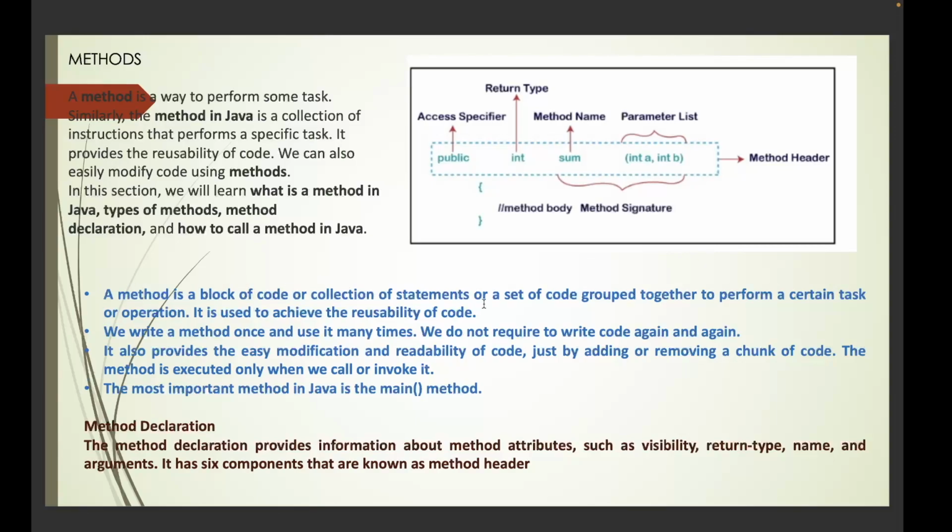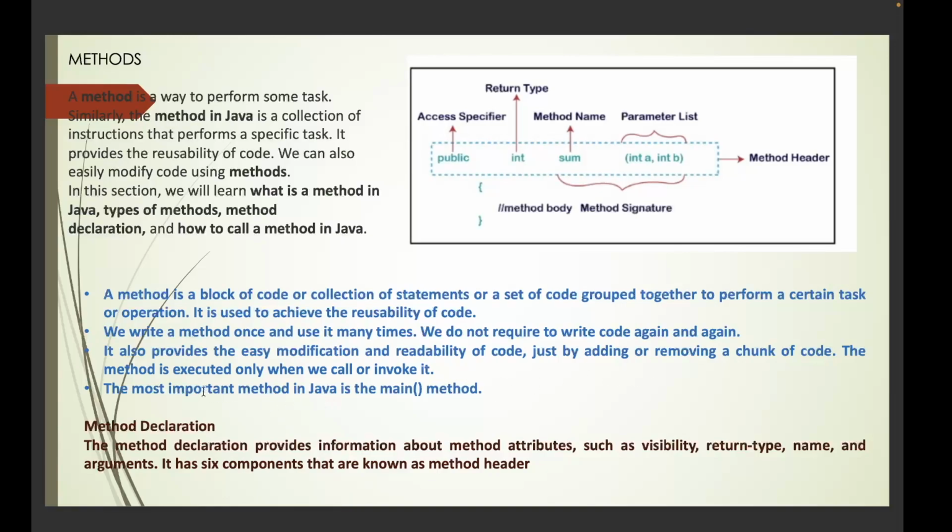Now, the definition of a method: it is a block of code, or collection of statements, or a set of code grouped together to perform a certain task or operation. It is used to achieve the reusability of code. We write a method once and use it many times. We do not need to write the code again and again. It also provides easy modification and readability of code just by adding or removing a chunk of code.